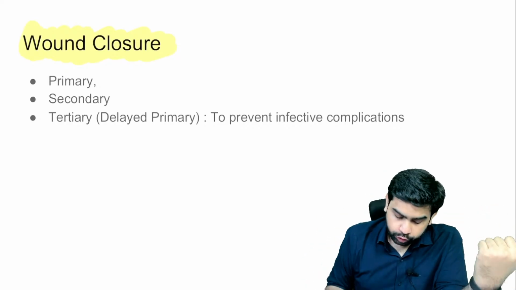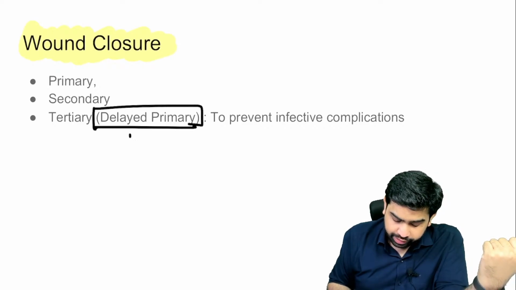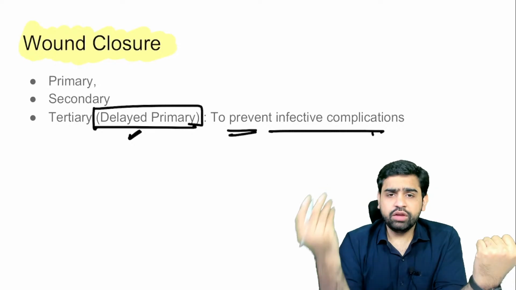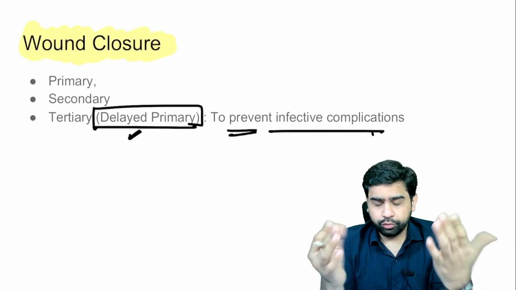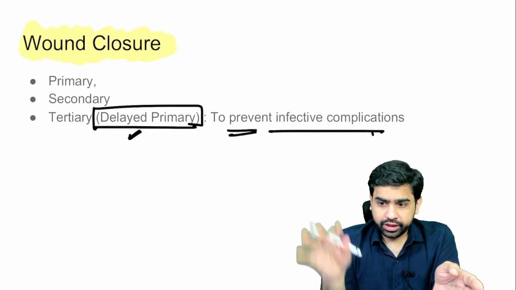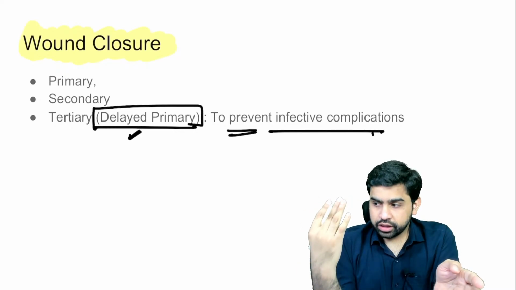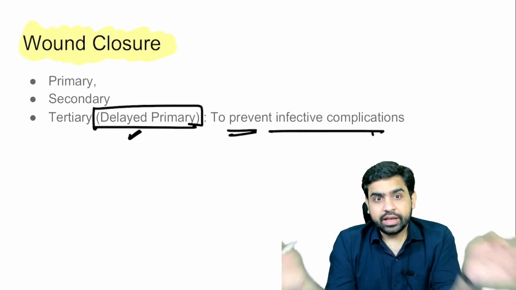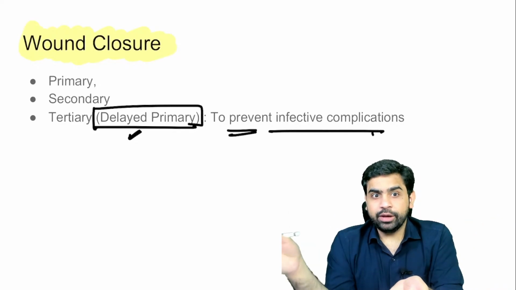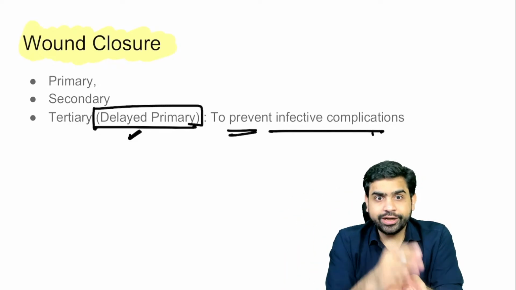Tertiary is also referred to as a delayed primary. So what is this particular tertiary? Tertiary is also referred to as your delayed primary closure. This is basically to prevent infection complications. Here you keep the wounds open, do the dressing, give antibiotics to the patients, and after, let's say, 24 to 48 hours, you close that particular wound. This is what is referred to as your delayed primary closure, also called a tertiary closure.